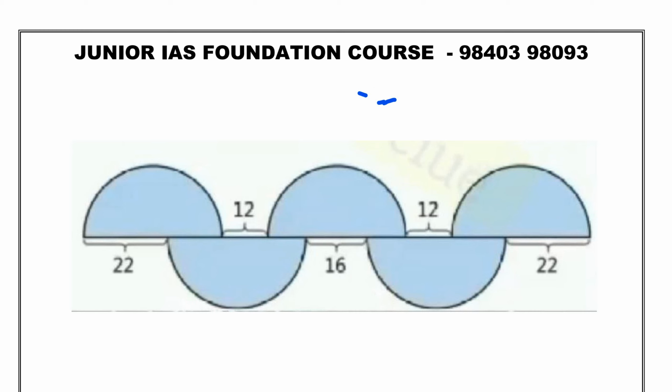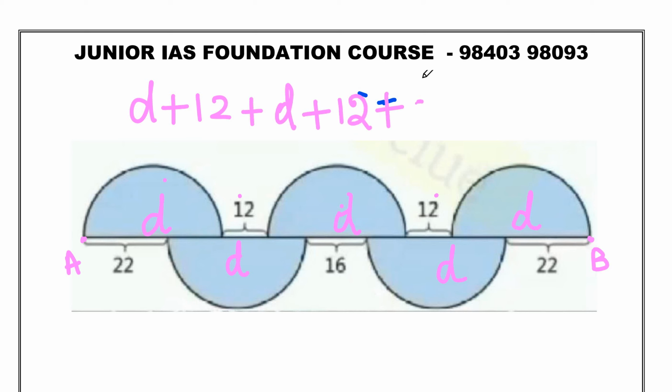We'll see. Let D be the diameter of a circle. Then assume that this is A. The straight line segment is AB. Okay. AB. Now, can anyone tell me what is this? D plus 12 plus D plus 12 plus D. Can I say this is equal to AB?